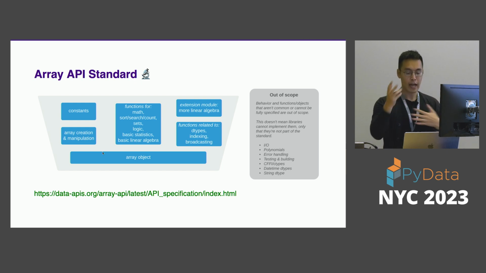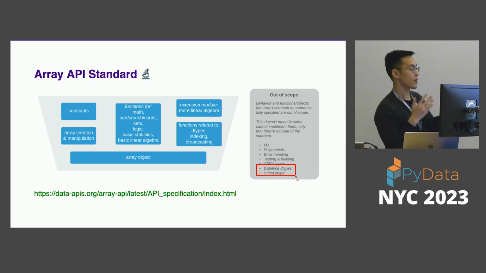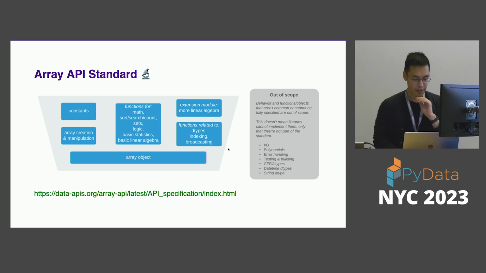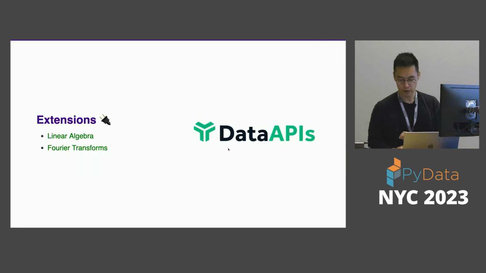The things that are not in scope are things that are not numerical, like I/O, as on this part of the slide. Something to keep track of is that types like datetimes and strings are not part of the spec. So if you use ndarrays with strings, which I don't think you should because they're objects, you can't use the array API standard. The link has the full spec. It's just a big giant spec sheet of all the things in the specification. Now, there are also extensions to the array API.